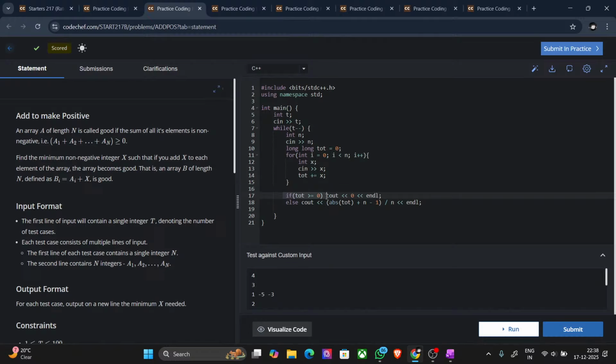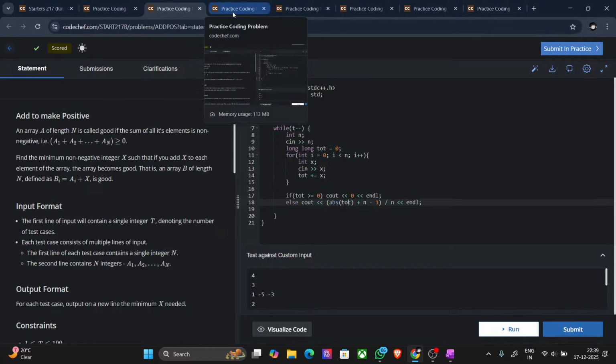Now if the total sum is already positive, then we need 0 operations, as we need the absolute of total plus n minus 1 divided by n, which is the ceil value of total by n, right? So for this problem, this is the solution, right? Now moving towards the third problem.